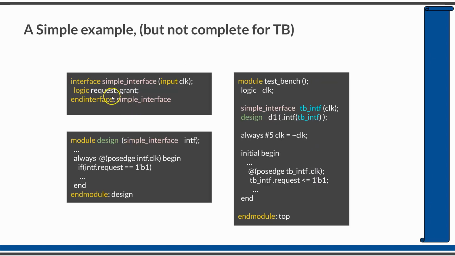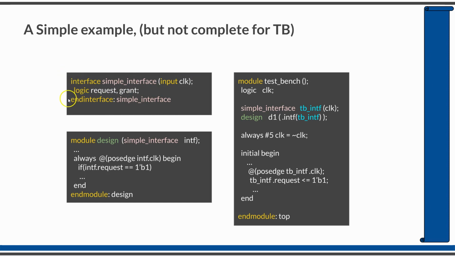So we will straight away go to an example of writing an interface and using it in the testbench and the design code. But note that this is not the final code for using an interface in a testbench. We need to make some more additions to the interface as well as to the testbench code, which we'll see in the coming sessions. So this is just a starting point.